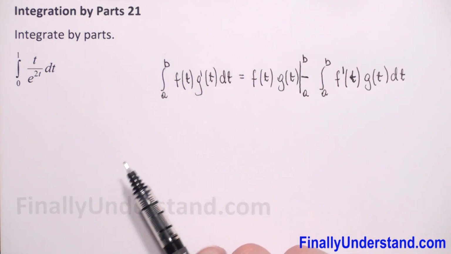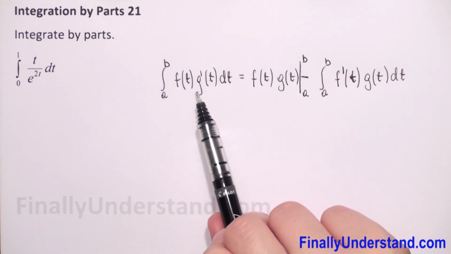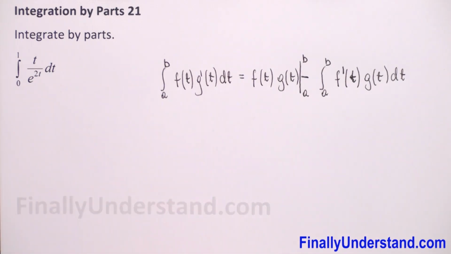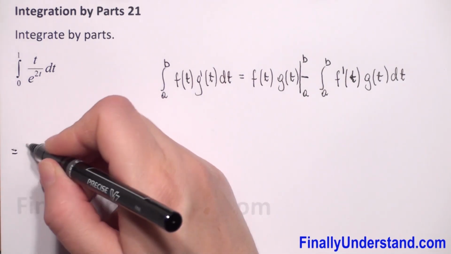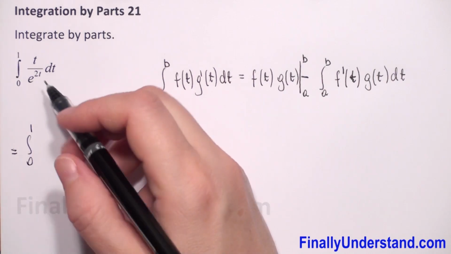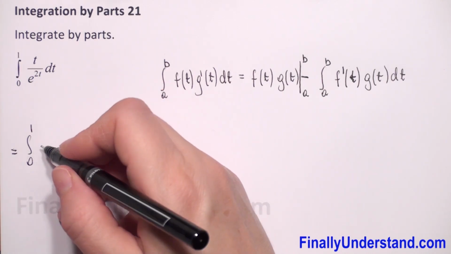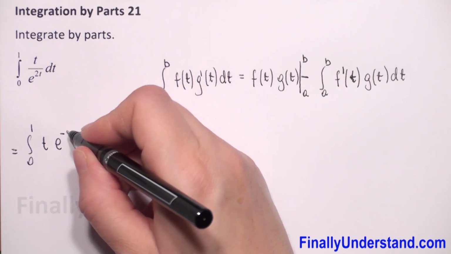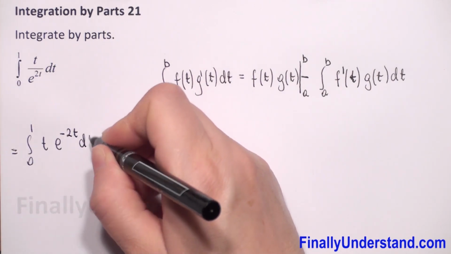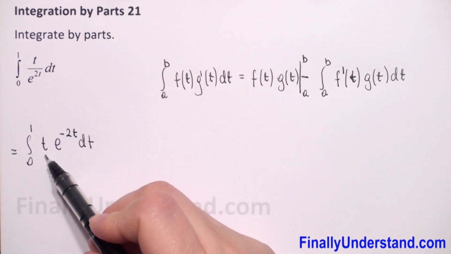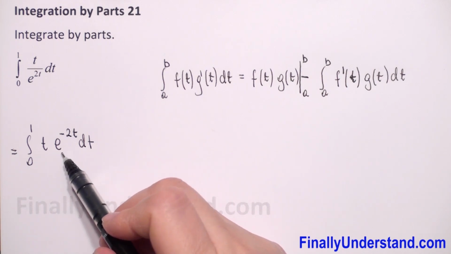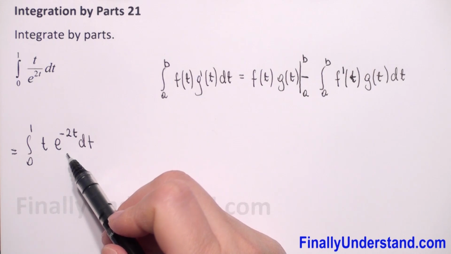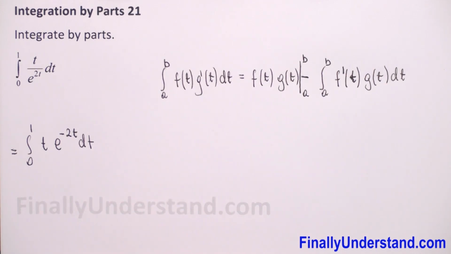So what else? Function f g prime must be continuous. So let me rewrite this. We have definite integral from 0 to 1. We can change to multiplication this, so it will be t times e to power negative 2t with respect to t. T is continuous function and e to power negative 2t is continuous too, so everything is okay.